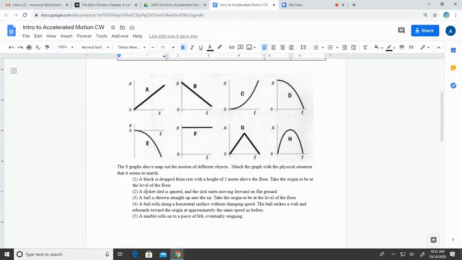And then the second scenario: a rocket sled is ignited and the sled starts moving forward on flat ground. One thing I'll say about the first scenario before you go to this is, to help you figure out what that motion looks like, I would highly recommend grabbing something next to you that you can drop and observing how it moves. So if you could please pause the video, take as much time as you need, and when you think you've got an idea, come back and we'll talk about it.